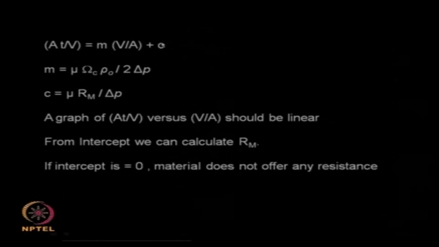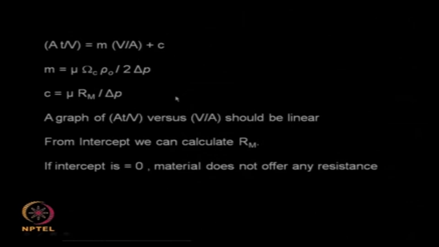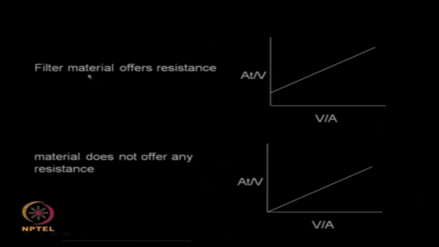If the intercept is 0, that means this term is totally gone, that means the resistance offered by the medium or the cloth is 0. But if you have an intercept, that means the resistance offered by the cloth is not equal to 0. So I just plot AT by V as a function of V by A in a graph sheet. If the cloth offers some resistance, I will get some intercept. If it does not offer any resistance, I will not get any intercept. So I will immediately know whether the filter cloth I use is offering considerable resistance or not.